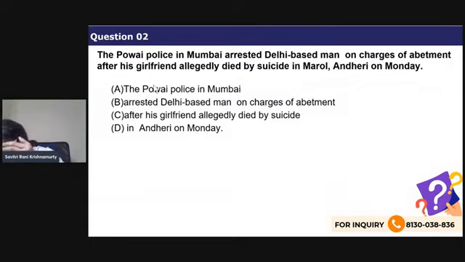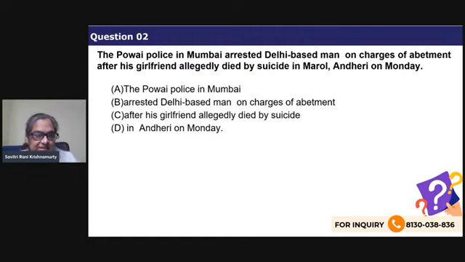Darshan, Shom Shubra, Harita, quick, and 15 more. I want answers quickly. Is it A? Is it the Powai police in Mumbai? Is it B? Arrested Delhi based businessman on charges of abetment? Give me the question number, Ajay. Is that for question 2? Everyone says, what is the correct sentence?